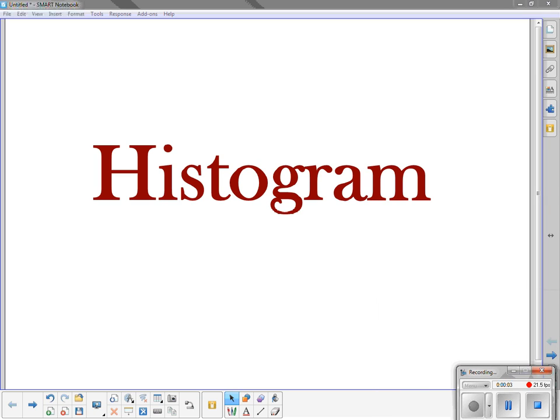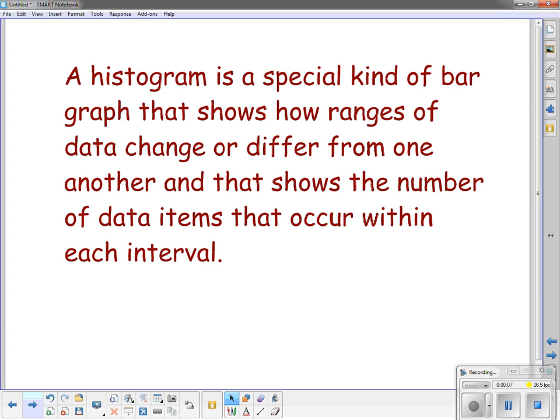In this video, we will talk about a histogram. A histogram is a special kind of bar graph that shows how ranges of data change or differ from one another, and that shows the number of data items that occur within each interval. I'll explain what an interval means in a moment.